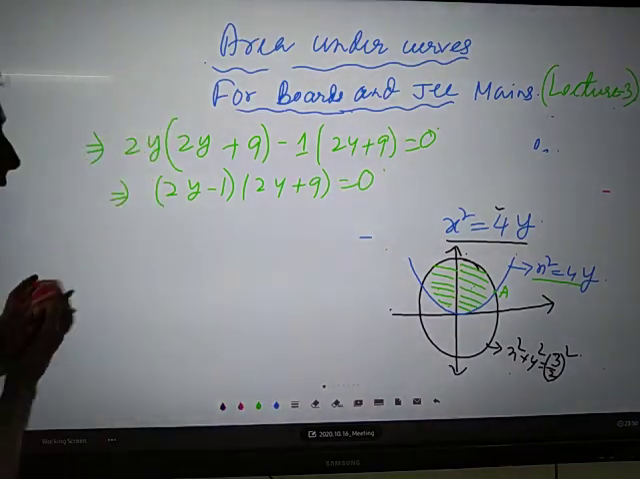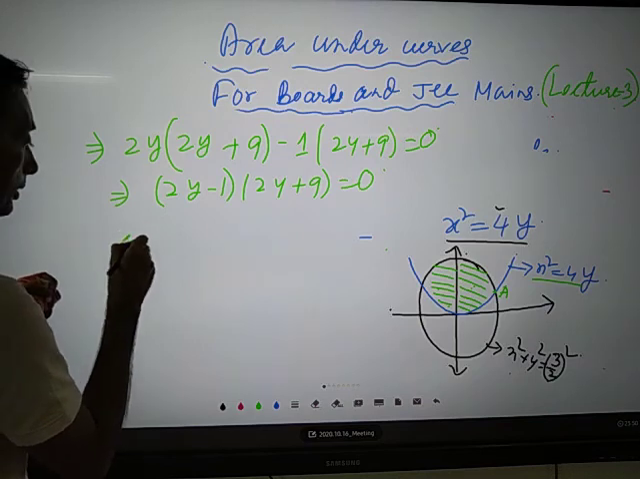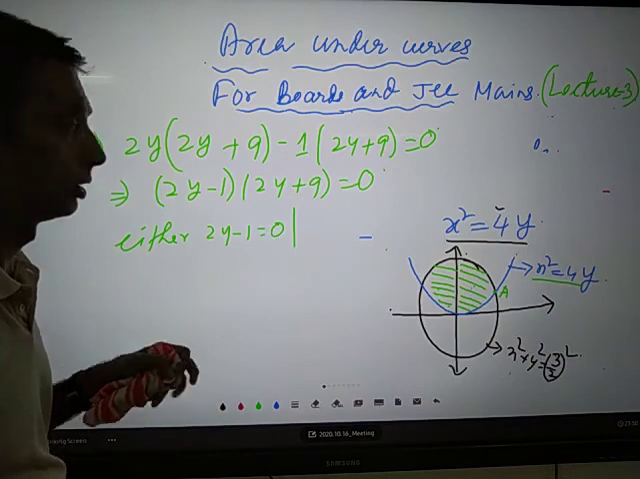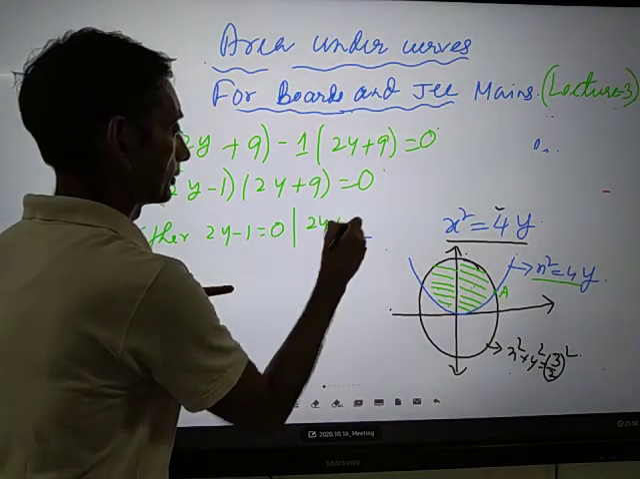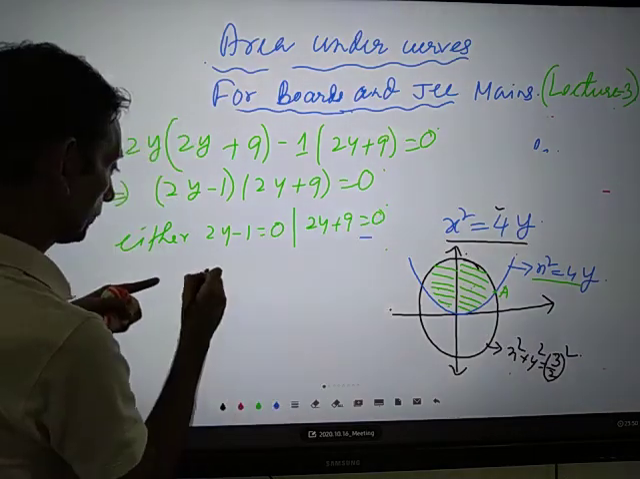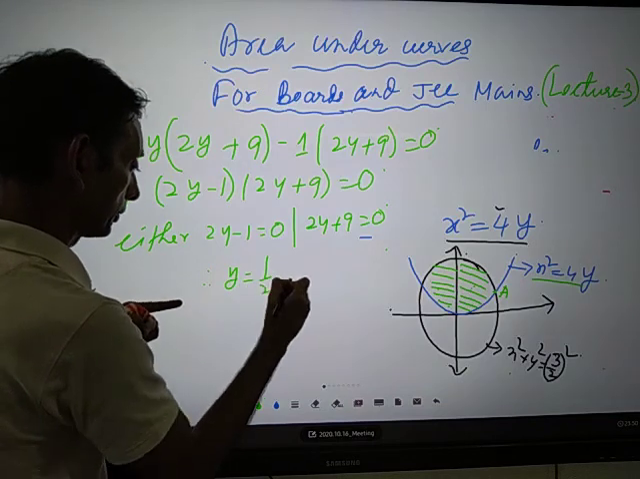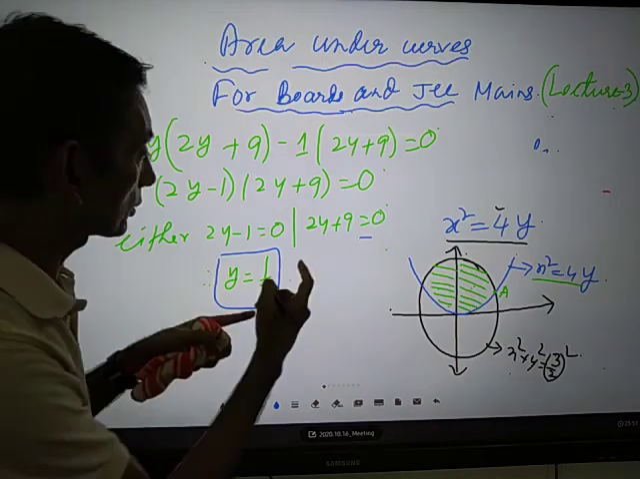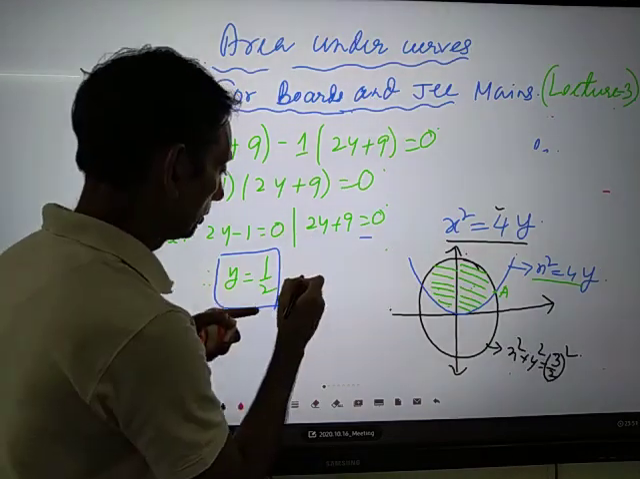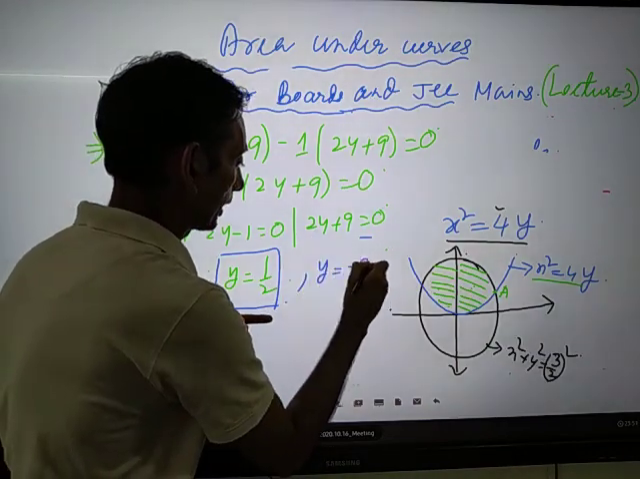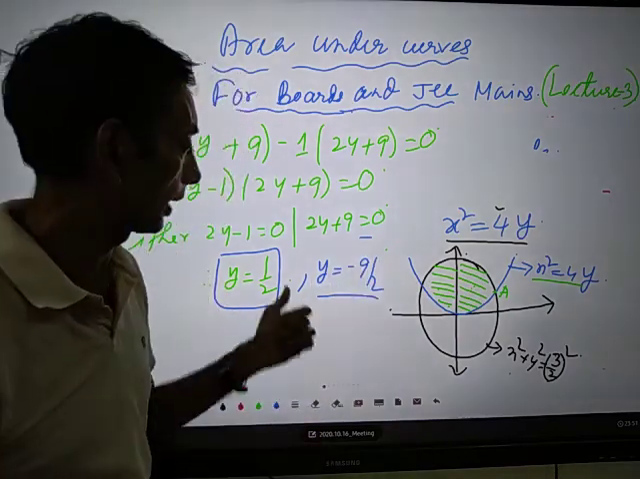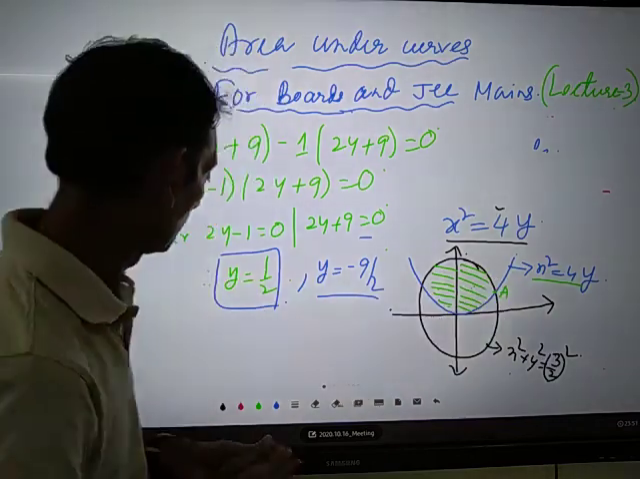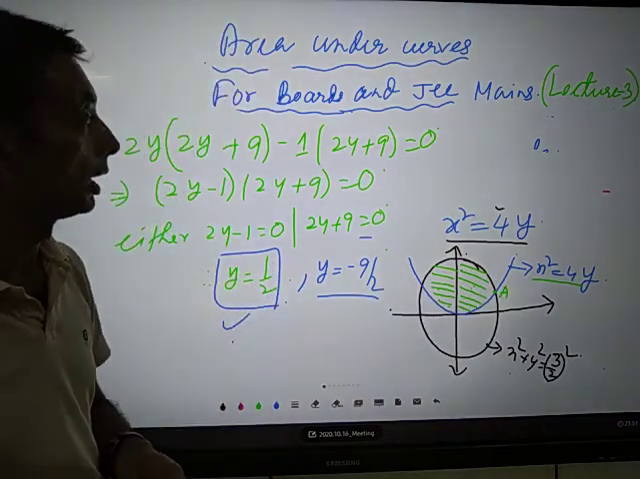Therefore, we are getting the solutions. Either 2y minus 1 equal to 0 or 2y plus 9 equal to 0. So therefore, y is equal to half. And if we solve 2y plus 9 equal to 0, we'll get y equal to minus 9 by 2. So we'll just reject this value, y equal to minus 9 by 2, because for this coordinate, y cannot be negative. So the value of y is y equal to half.